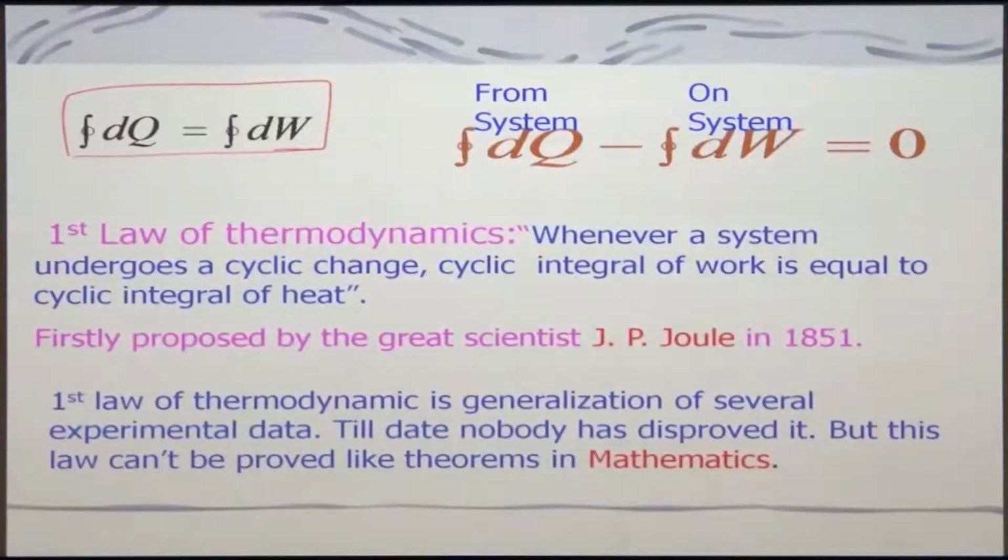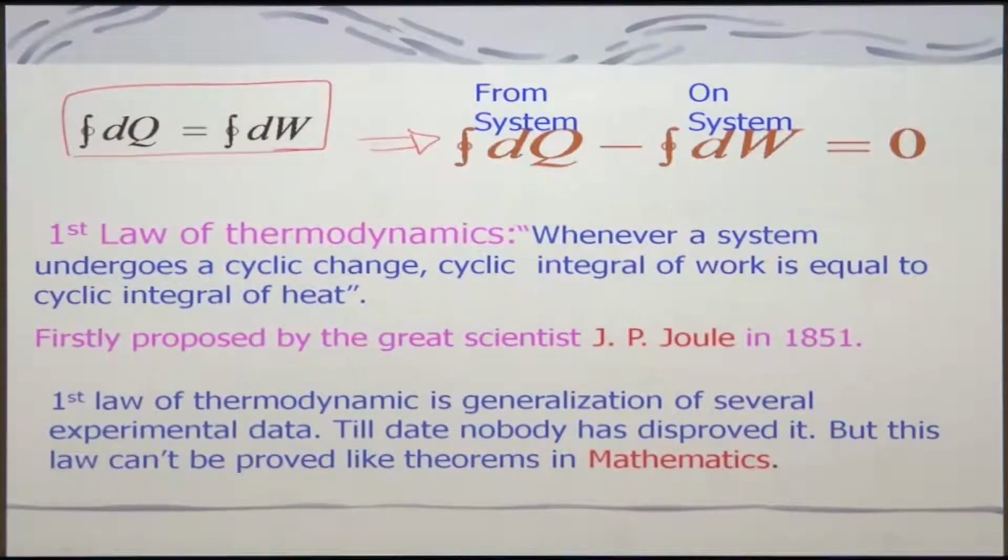So, therefore, we can write it down as the cycle integral of del q, that is the heat interaction, minus the cycle integral of work is equal to 0. This I am putting over here, and this is heat from the system in this case, and this is work done on the system. It can be just opposite also.